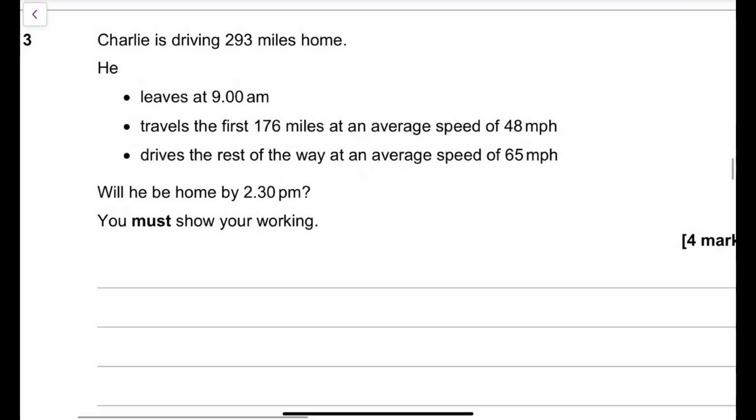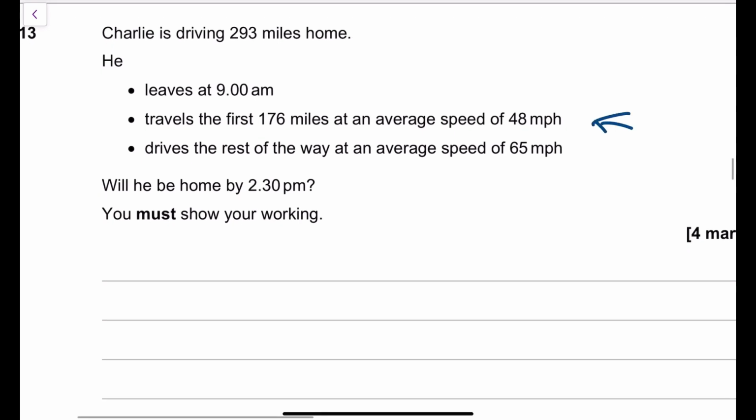Charlie is driving 293 miles home. He leaves at 9 a.m. He travels the first 176 miles at an average speed of this. He travels the rest of the way. So we need to work out how many miles that is, first of all, at an average speed of 65. Will he be home by 2:30 p.m.? So we need to work out our total time. Okay, right. First of all, we'll work out the first time.